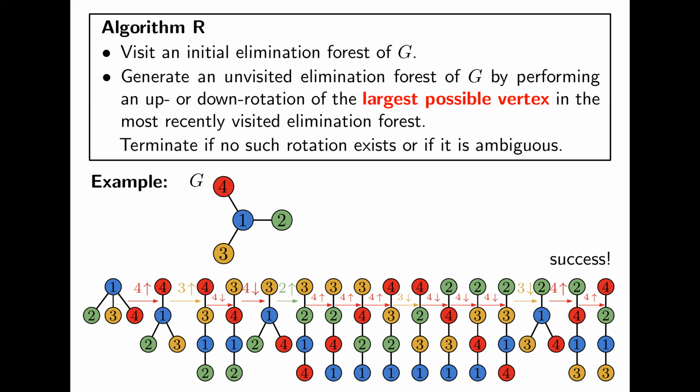So you have somehow this priority ordering of vertices, and you always try to do something to the largest possible vertex, and if it doesn't work, you try to do something to the second largest, and only if it doesn't work, you try to do something to the third largest, and so on.